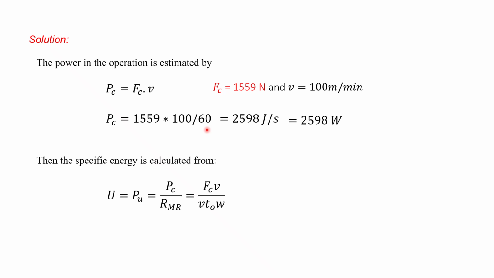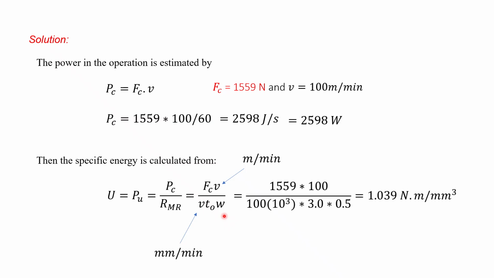Now we need to find the specific energy. We said that the equation is going to be the cutting force multiplied by the cutting velocity divided by the cutting velocity multiplied by the initial chip thickness, and multiplied by the width. Remember something, that the upper velocity is going to be in meters per minute, which is 100, and the one below is going to be in millimeters per minute. That means we need to multiply by 1,000.